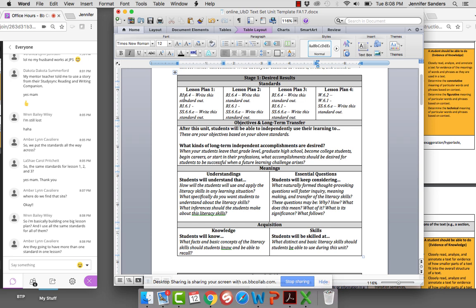I would limit it to 3. You may not have 3. You could easily have 2. One's going to be your RI standard. One's going to be your social studies or science standard. So you're either going to have 2 to 3. I wouldn't get more than 3 at all. But remember, I'm 6th grade.